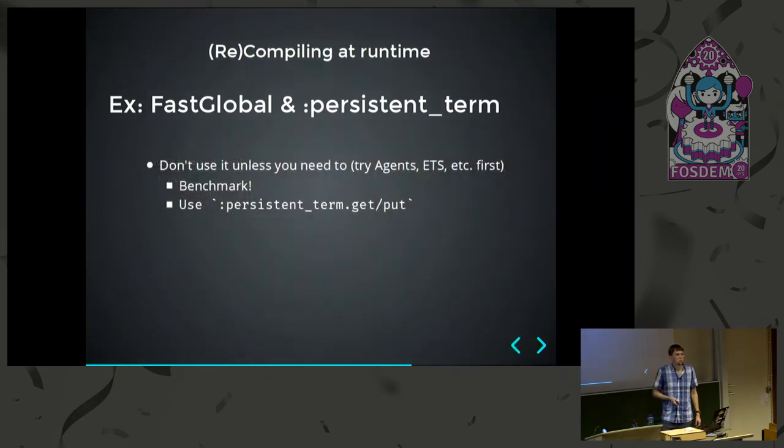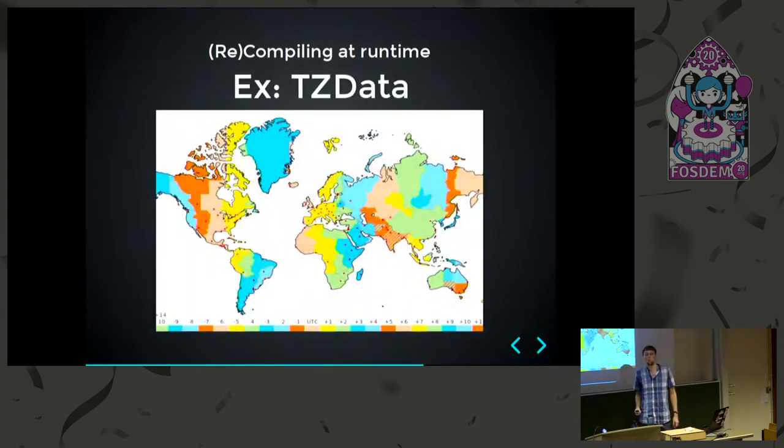Nowadays, starting in OTP 21.2 or whatever the version exactly was, there's a built-in way to do this using the persistent_term library that now ships with Erlang itself. And again, this is somewhat of a hack. You only really need this if you have efficiency problems. But let's look at another example.